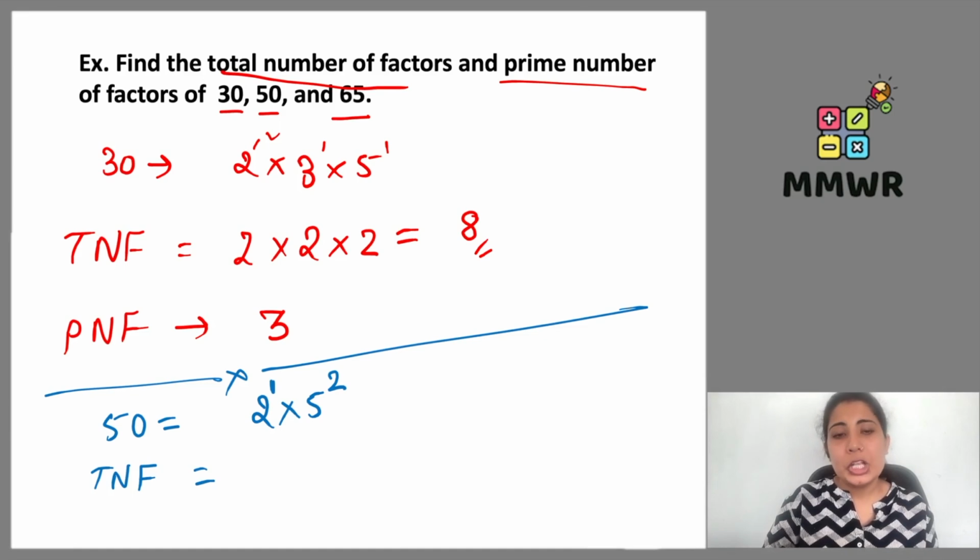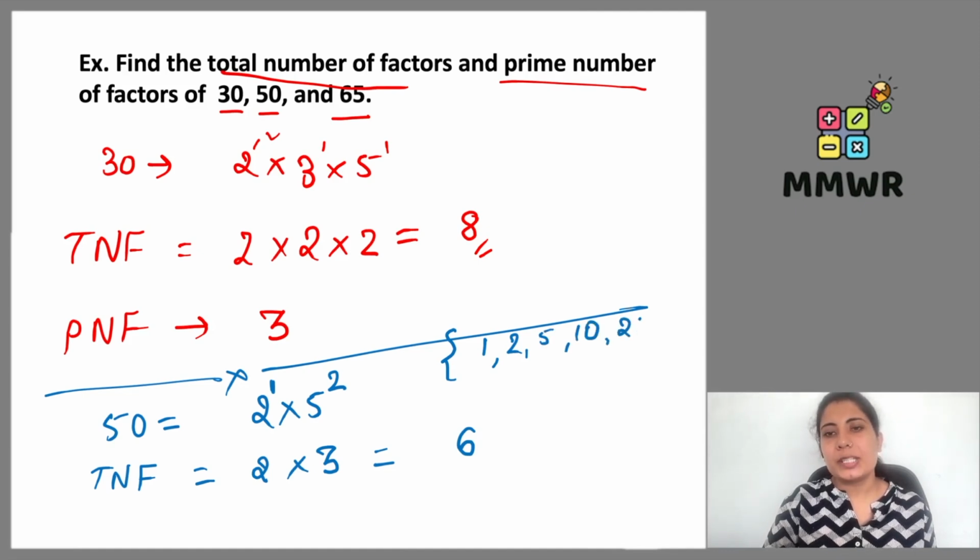Here we have 2 to the power 1, so 1 plus 1 gives me 2, and 5 to the power 2, so 2 plus 1 gives me 3. So total number of factors I have is 6. If you make the list of all the factors of 50, you will get 1, 2, 5, 10, 25, 50. So total 6 factors are there.